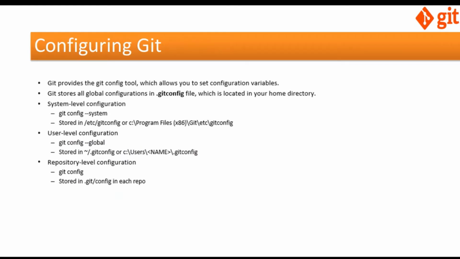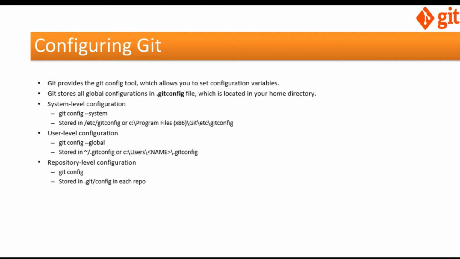How are we going to configure Git? There are a few things you have to do after creating the repository, and you must remember them, because they help identify who is doing what and who did what, and so on. First, understand that Git provides the git config tool, which allows you to set configuration variables. Git stores all global configurations in the .gitconfig file, which is located in your home directory. We have three levels: system level, user level, and repository level configurations.